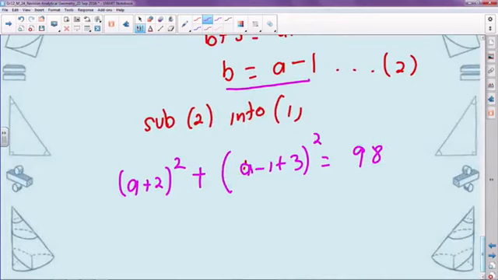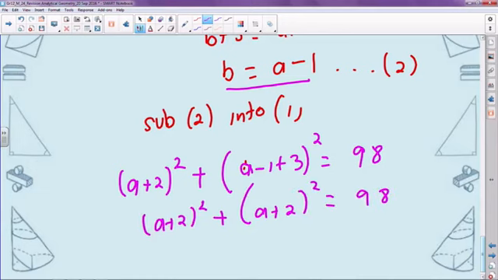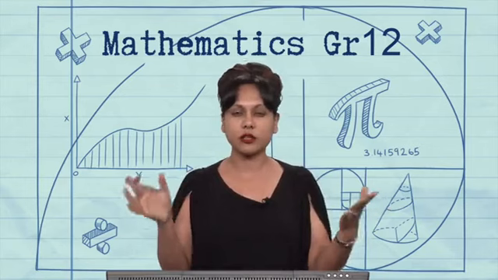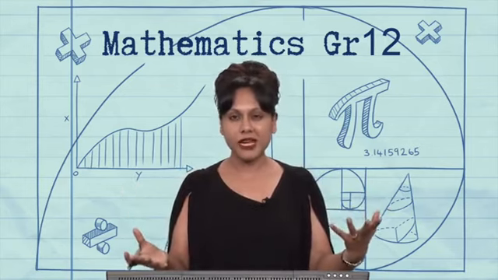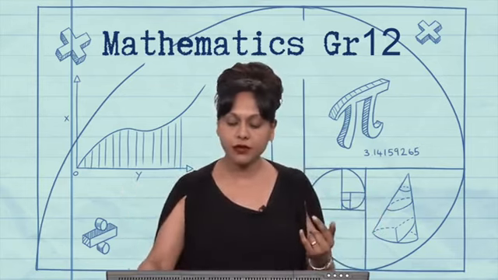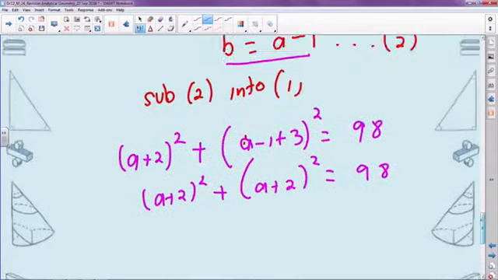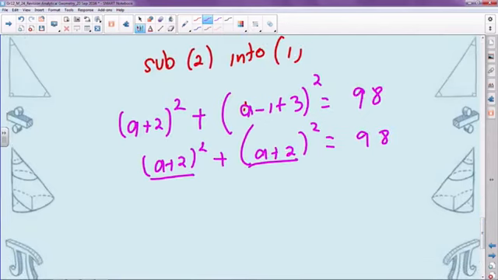So this looks good. I'm going to end up with a plus 2 squared plus a plus 2 squared is equal to 98. Now guys, at this point, you can actually expand those brackets and then add your like terms and do a trinomial equation, solve for a. I'm not going to do that because I see that I've got both the same brackets, right? So I've got 1a plus 2 squared plus 1a plus 2 squared. So those are same terms. So this is going to become 2 of a plus 2 squared.